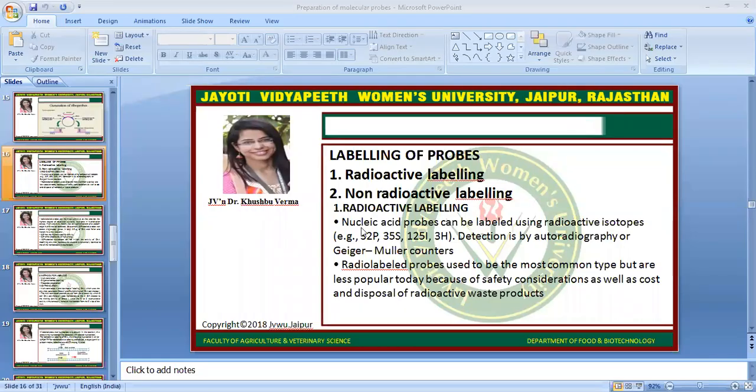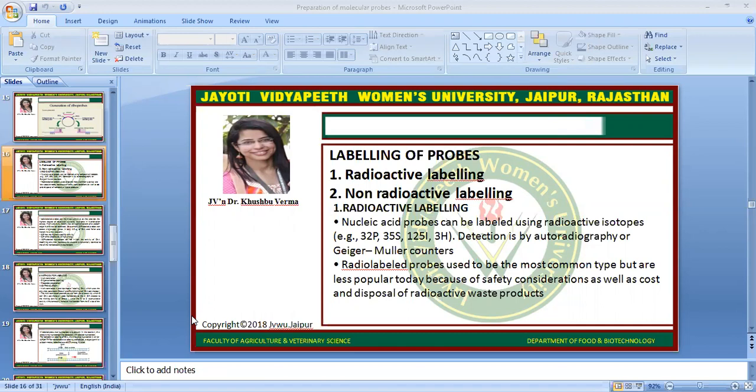If we discuss the labeling of probes, there are two methods we can follow. First is radioactive labeling, second is non-radioactive labeling. Today we will discuss only radioactive labeling. Nucleic acid probes can be labeled using radioactive isotopes, for example 32P, 35S, 125I and 3H. Detection is by autoradiography or Geiger-Müller counters.